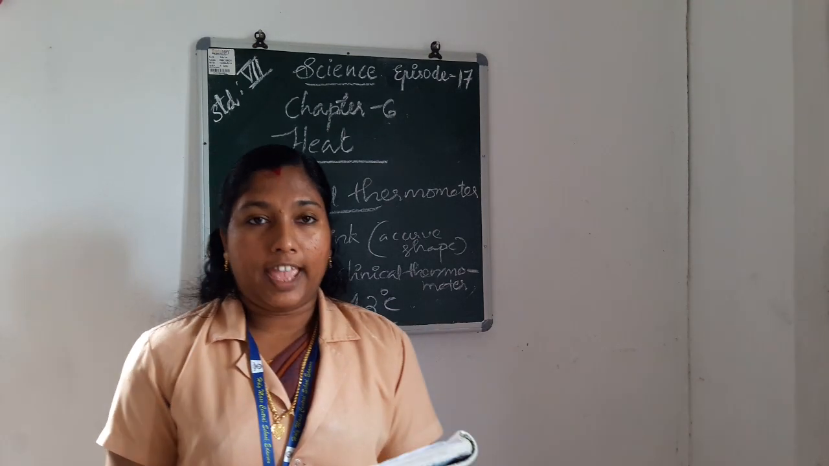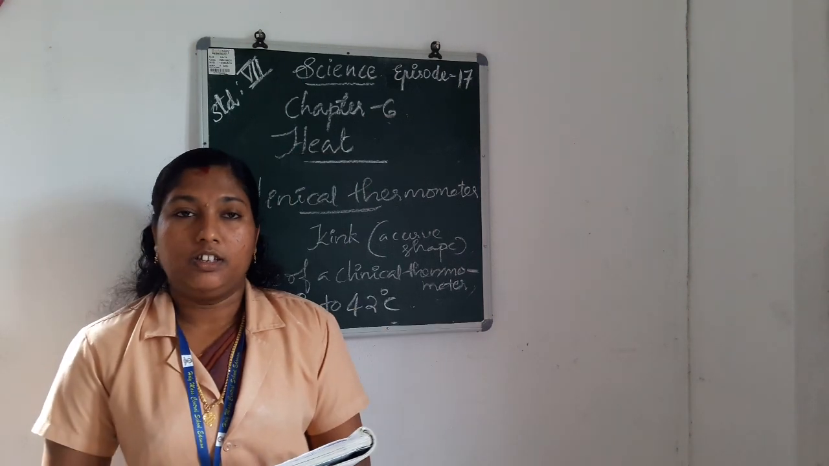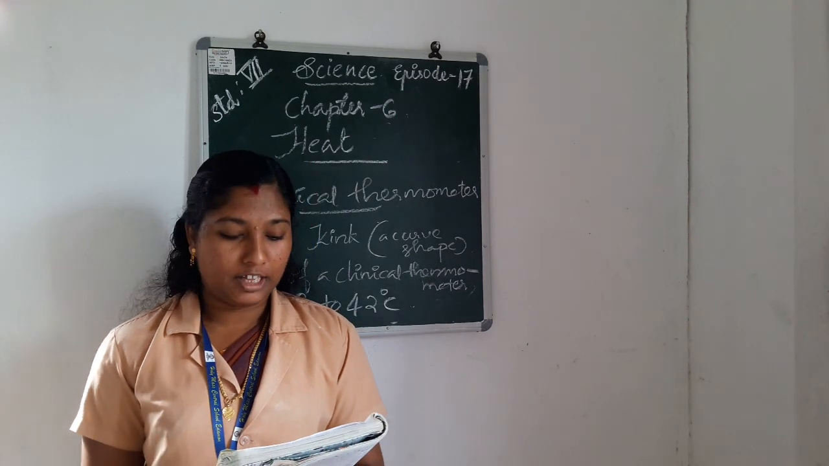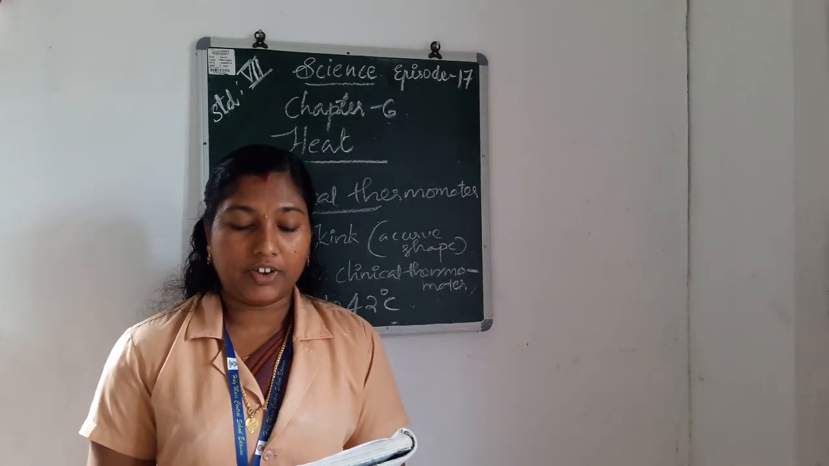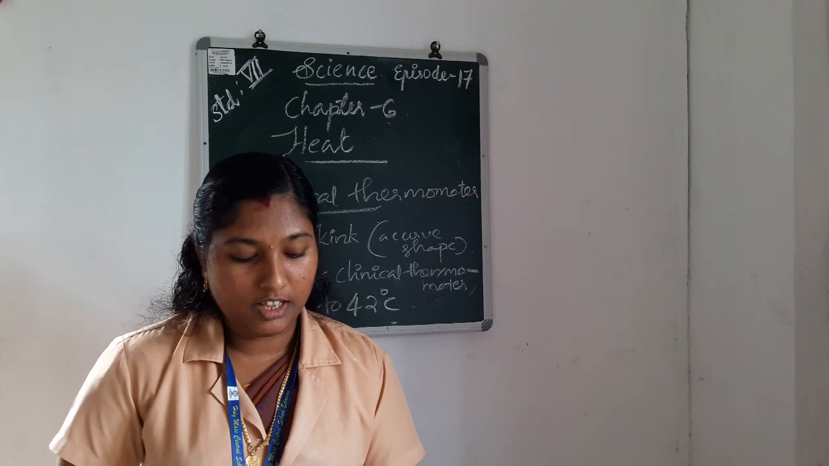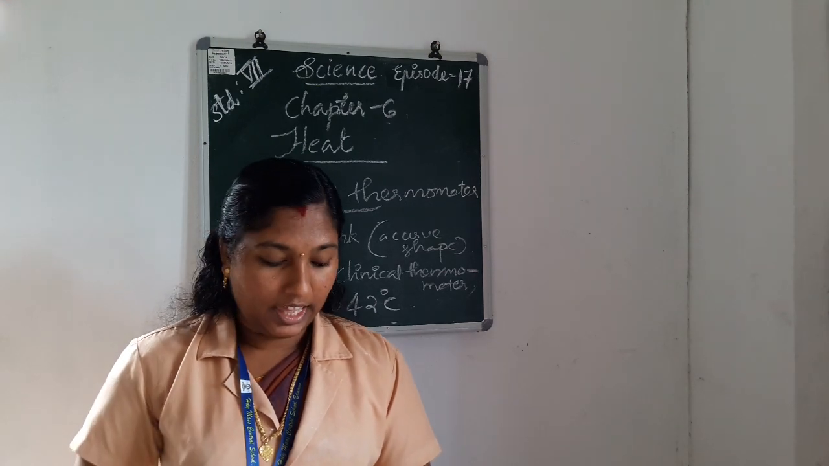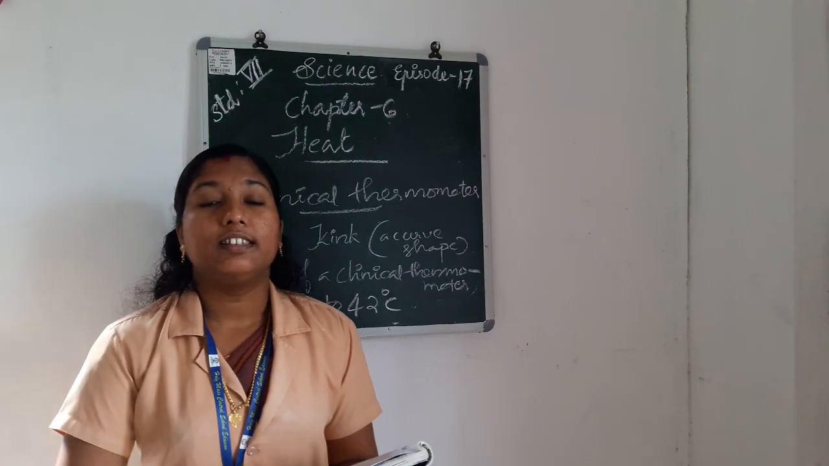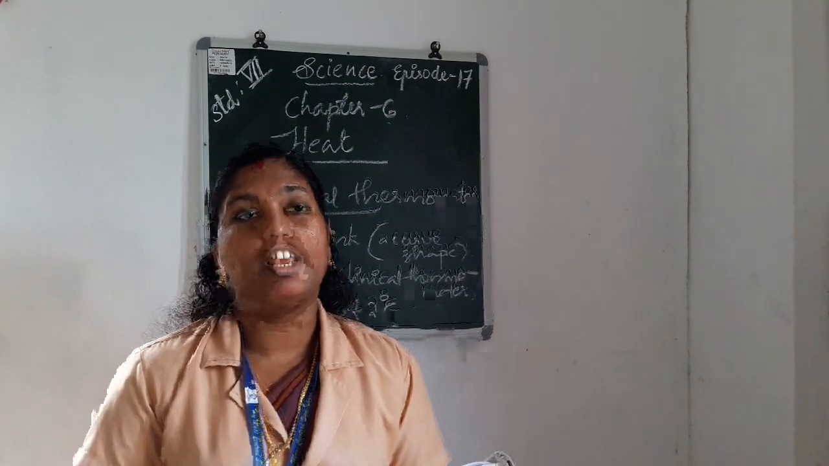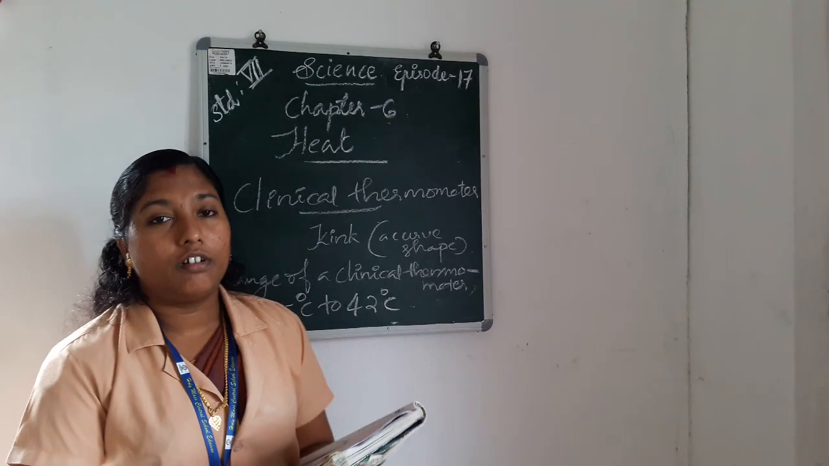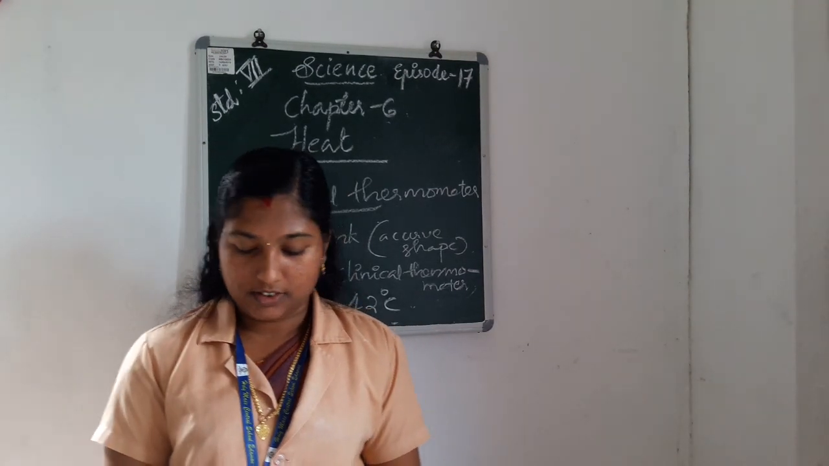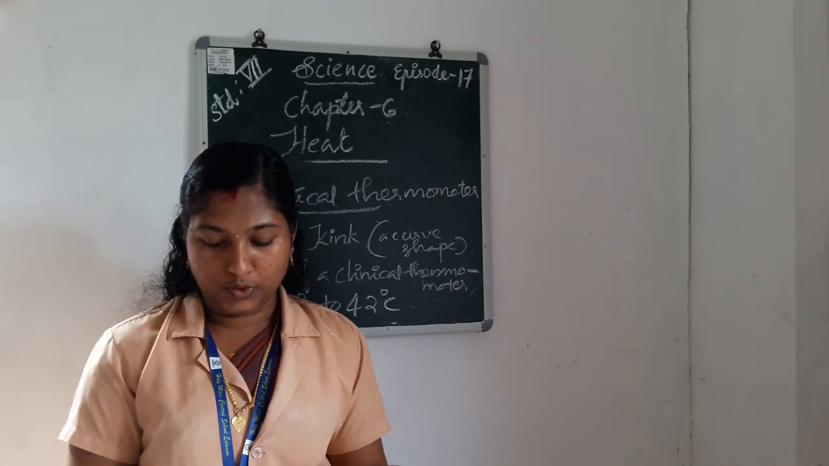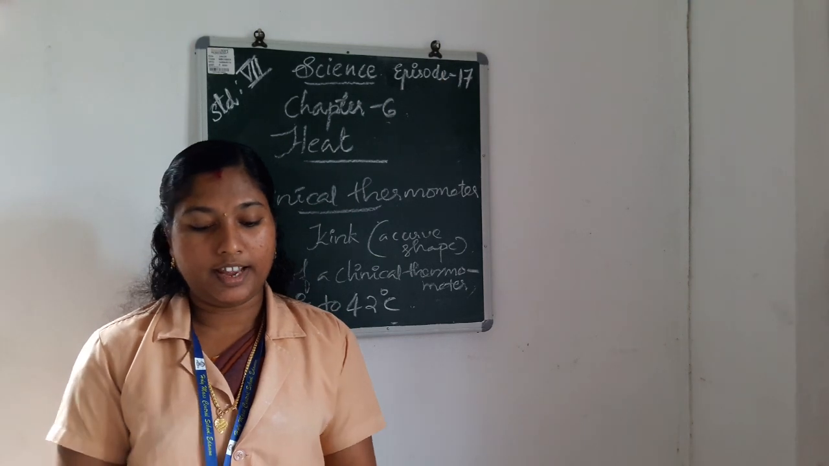Then we should be careful to handle the thermometer. Don't hold the thermometer by the bulb while reading it. The normal temperature of a human body is 37 degrees Celsius. All of you understood? Then next we move on to the next topic.